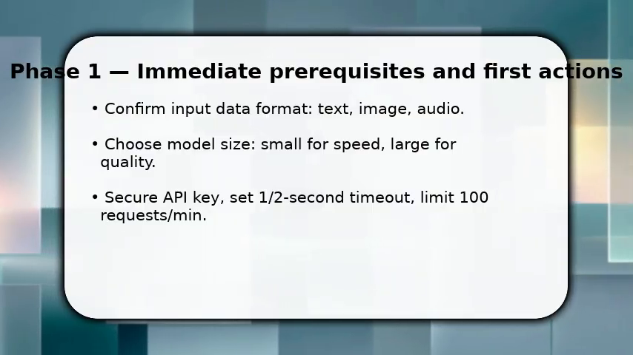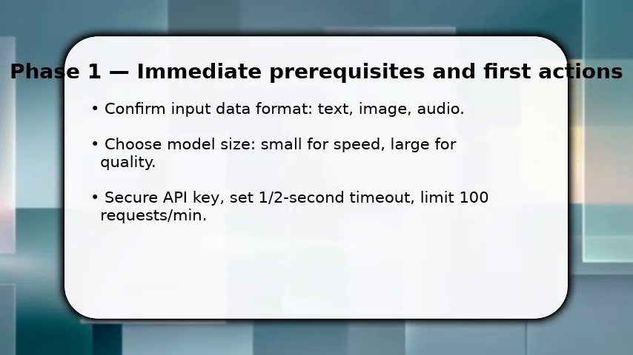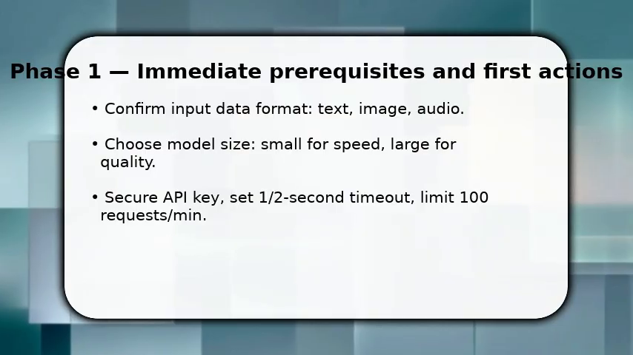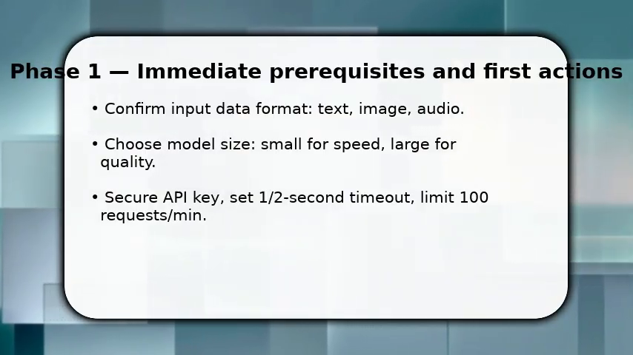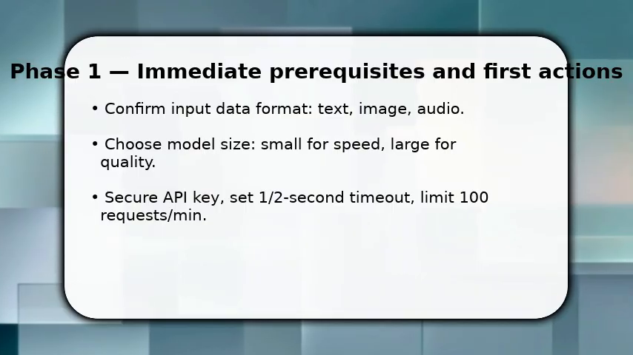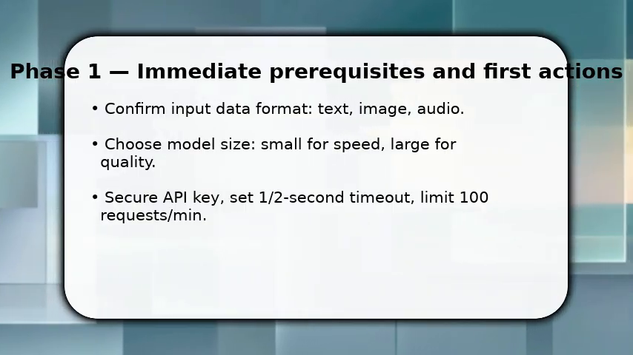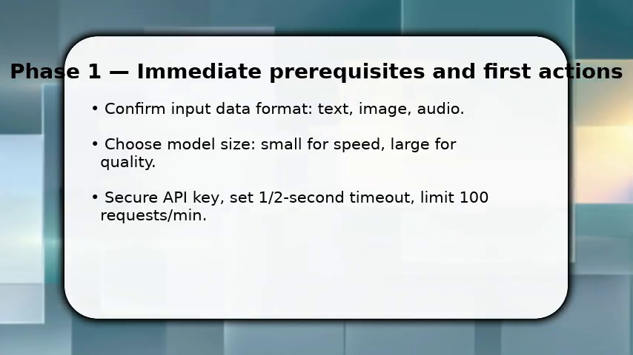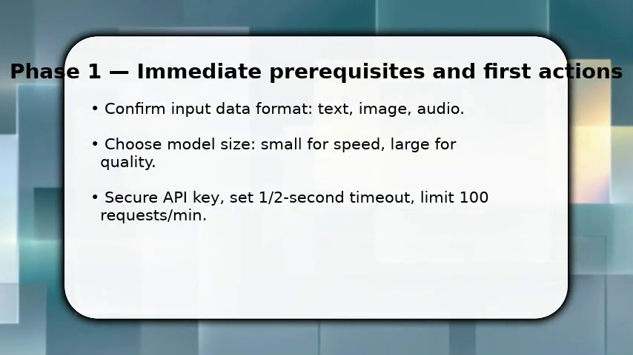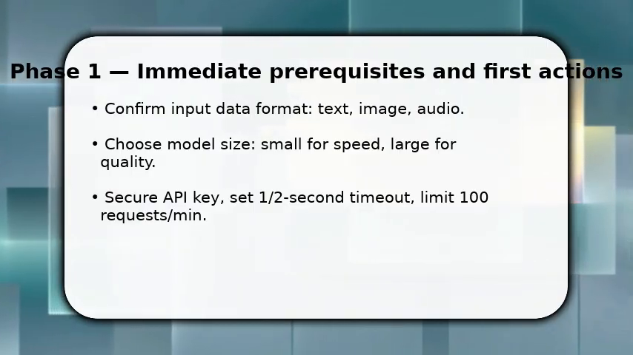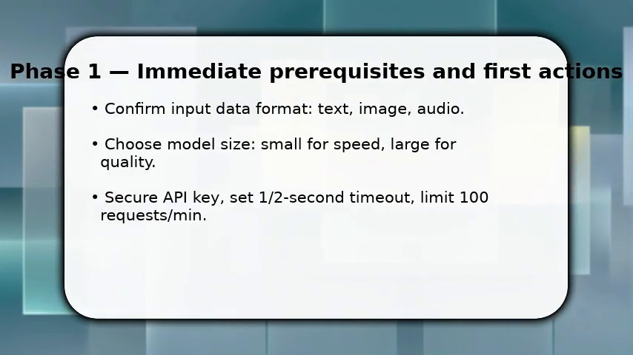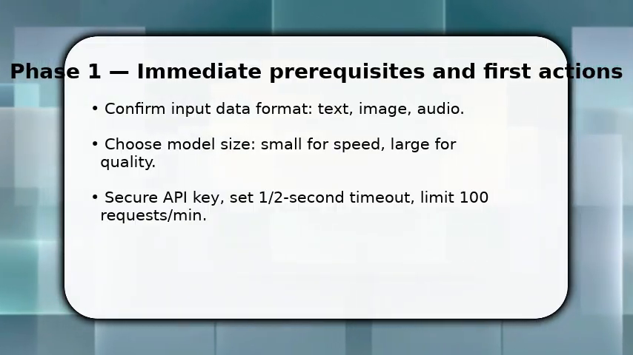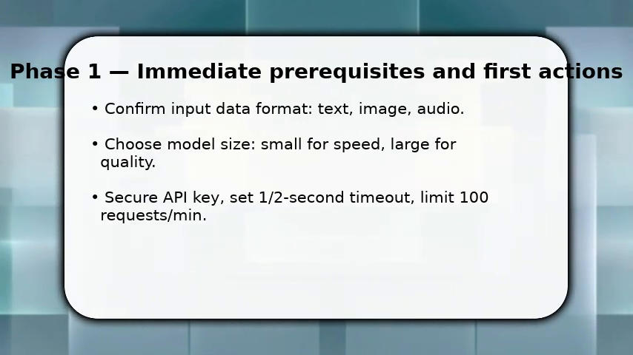You begin by preparing essential inputs and launching Access immediately. First, confirm your data format, text, image, or audio, so the model parses correctly. Next, pick a model size, small if you need speed, large if you need quality. Once done, secure your API key and set sensible limits like a 1/2 second timeout and 100 requests per minute to avoid throttling. Make sure to log requests. This helps diagnose problems and keeps your workflow predictable and efficient.